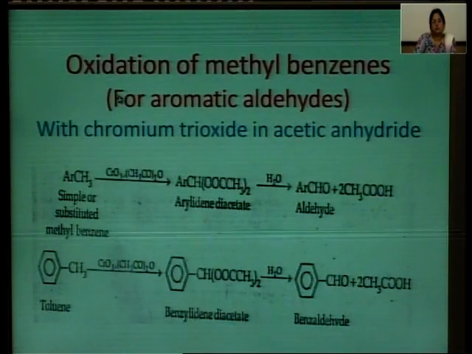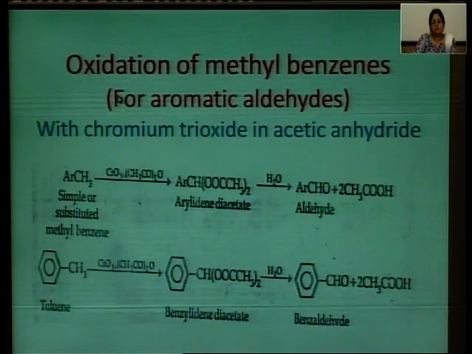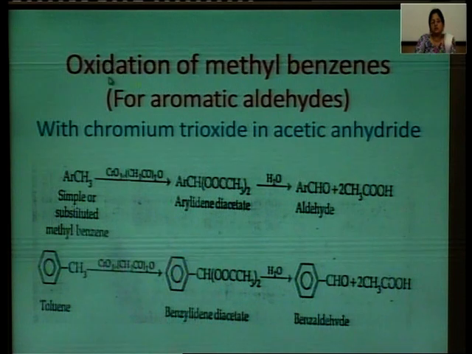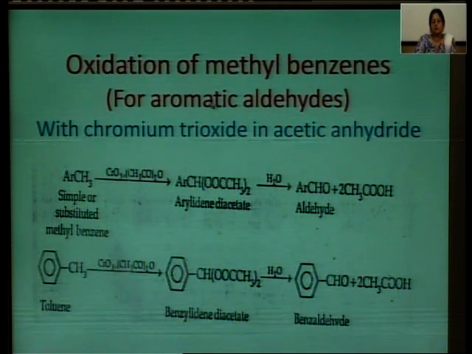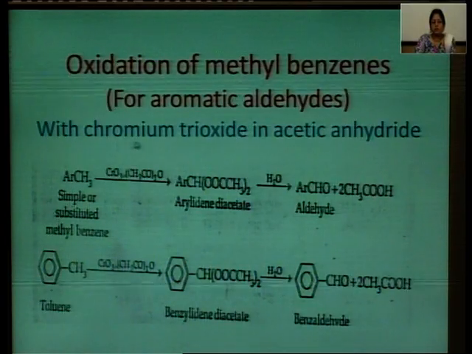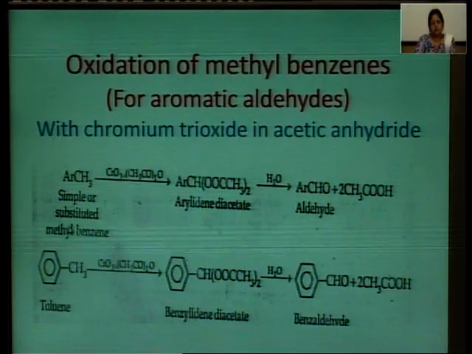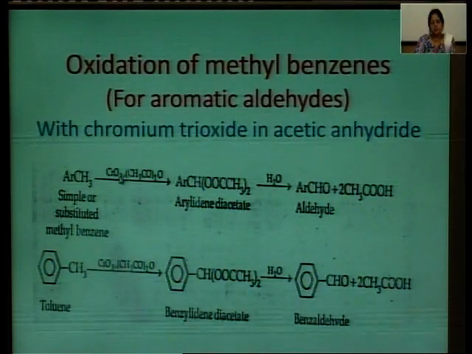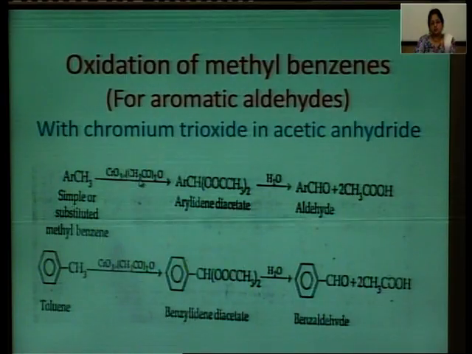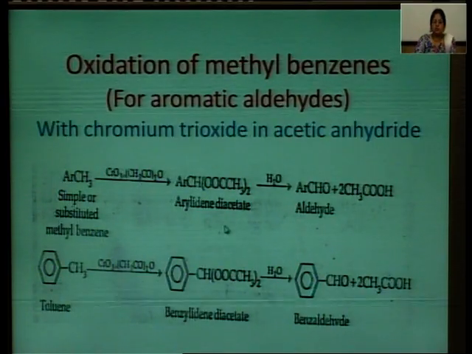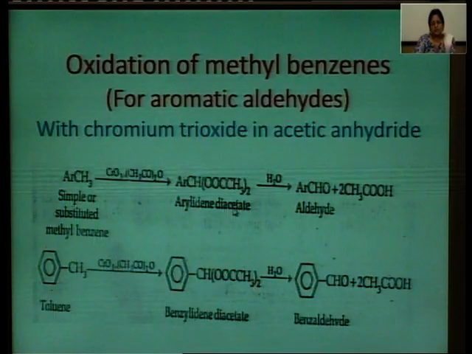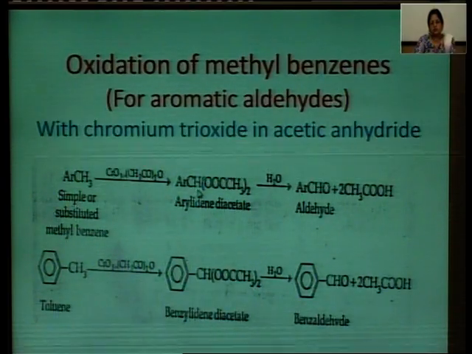Next method is the oxidation of methyl benzenes. This is an example of the methyl benzene, that is toluene. This method is used for the preparation of aromatic aldehydes. Here the methyl benzenes are treated with chromium trioxide in acetic anhydride. Simple or substituted methyl benzene when treated with chromium trioxide in the presence of acetic anhydride, firstly forms the arylidene diacetate. That is a compound in which the 2 acetate moieties are attached to the single carbon atom.